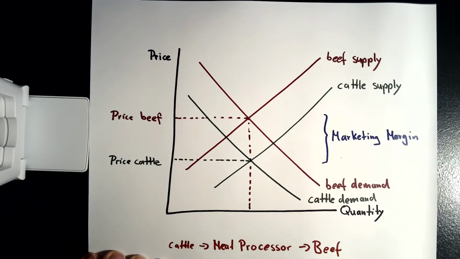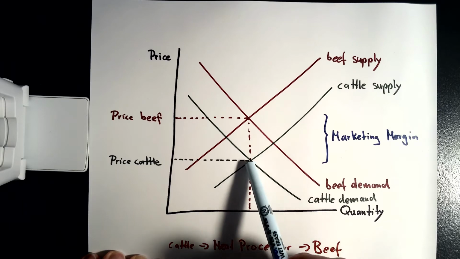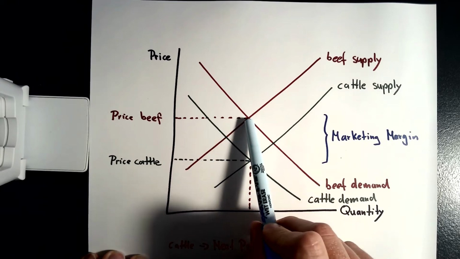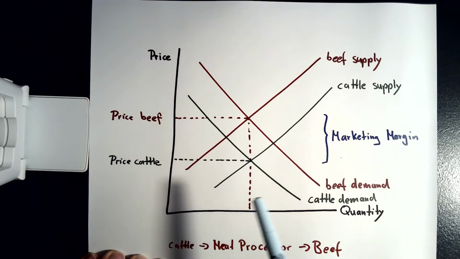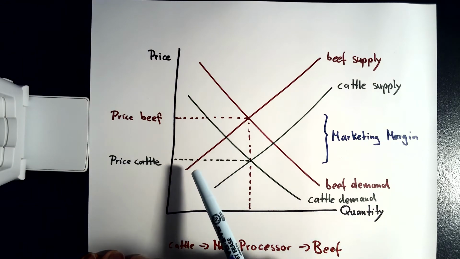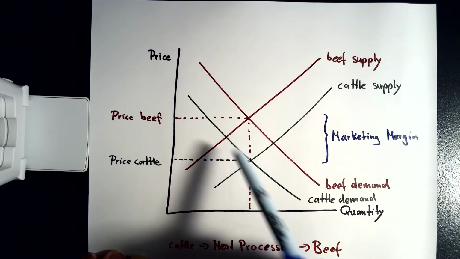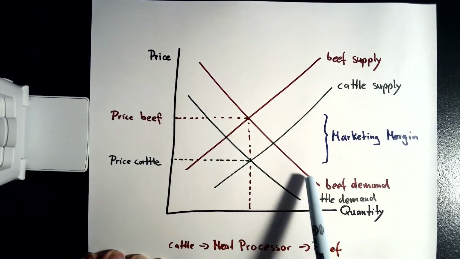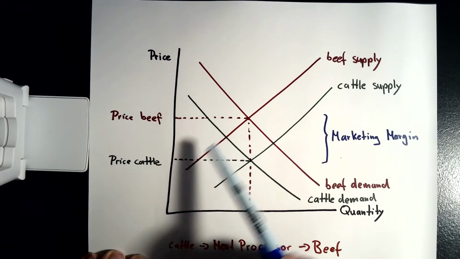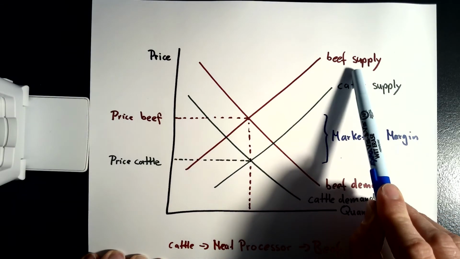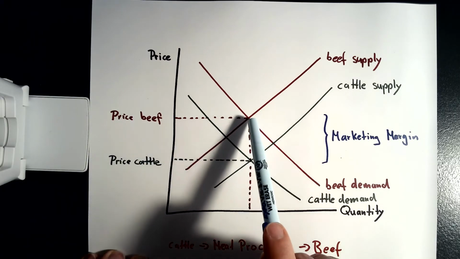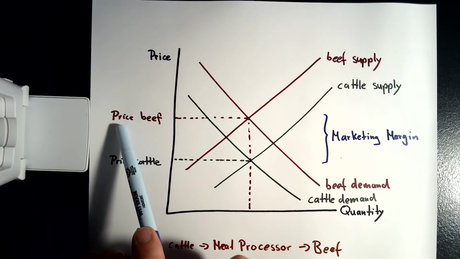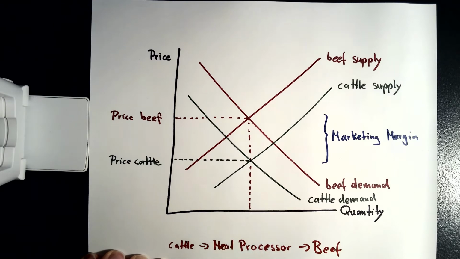Note that there has to be an equivalence between the number of cattle and the number of beef that is produced. There cannot be a mismatch. Now let us just consider the market for beef. Then you have the beef demand and you have the beef supply. Again, the beef supply is coming from the meat processor. There will be a market equilibrium where there is an equilibrium price for beef and an equilibrium quantity for beef.